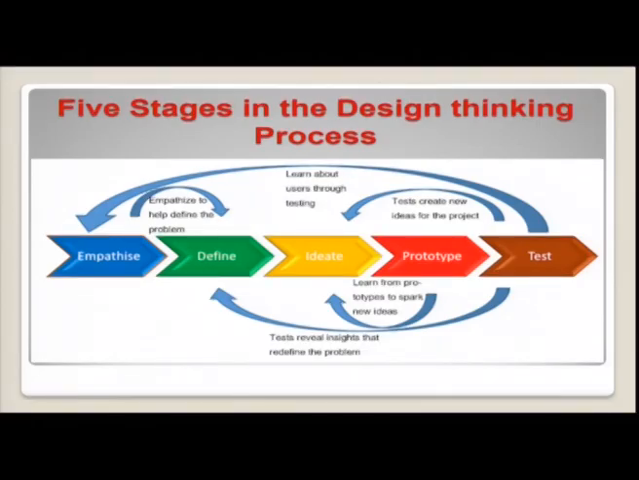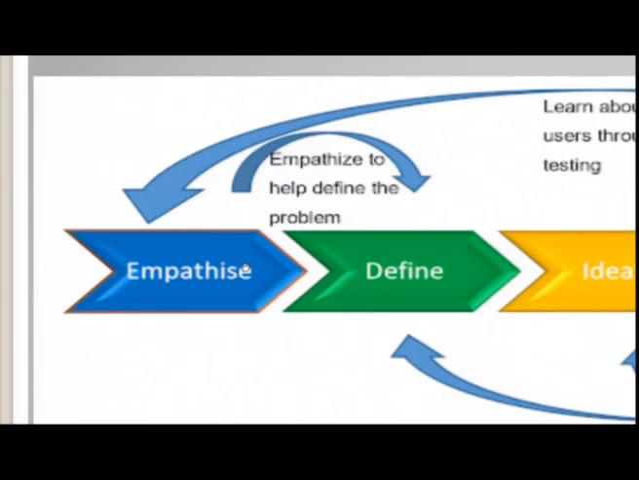Then let us now see the 5 important stages in the design thinking process. The stages are empathize, define, ideate, prototype and test. Now, let us see each and every phase in detail. What do you mean by empathize? As far as empathize is concerned, it is where you gather the requirements.